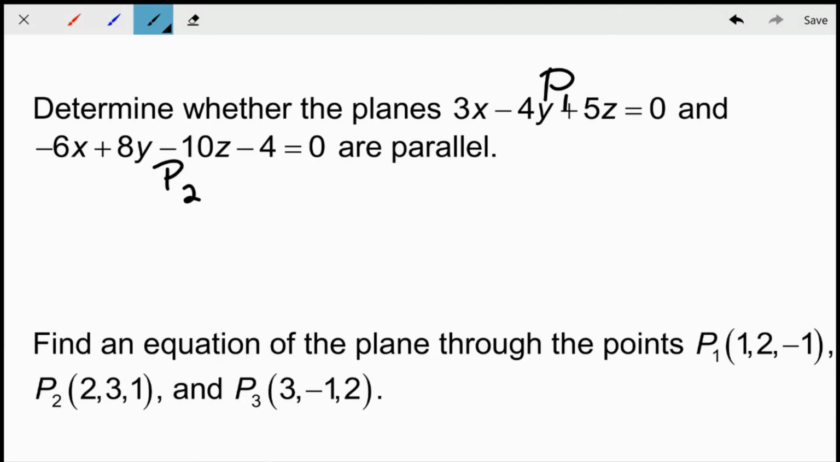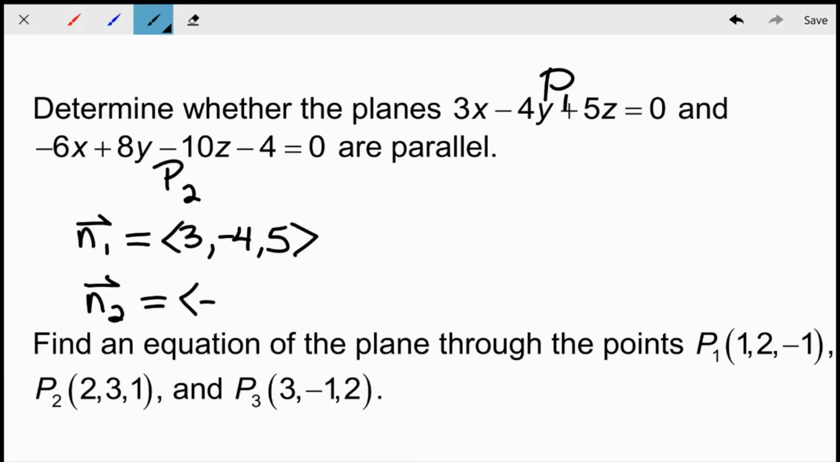Okay, so I'm going to have a normal vector 1 that comes from plane 1, and you can just read them off if you have your plane written in the correct form. It's just 3, -4, 5. Okay, now let's look at normal vector 2, the one that is normal to plane 2. Well, that would be -6, 8, -10.